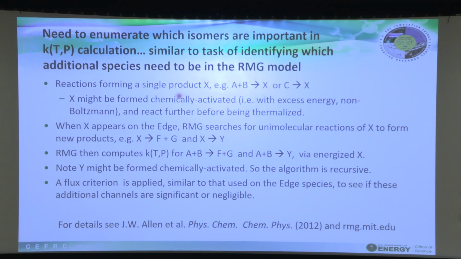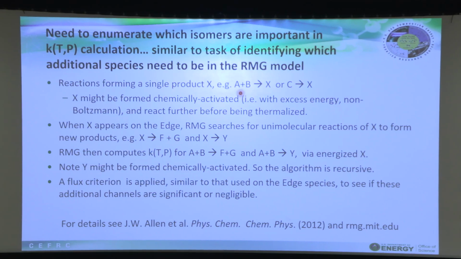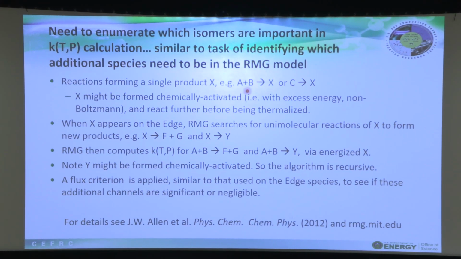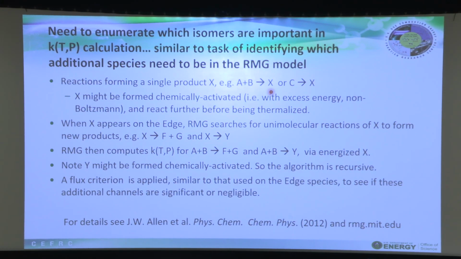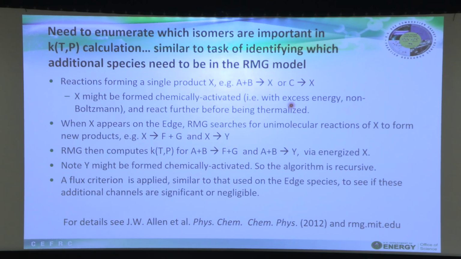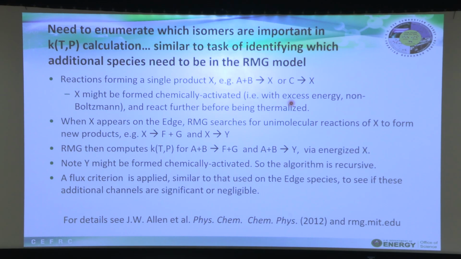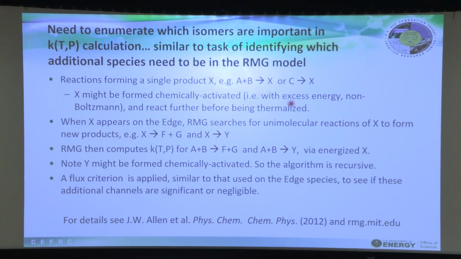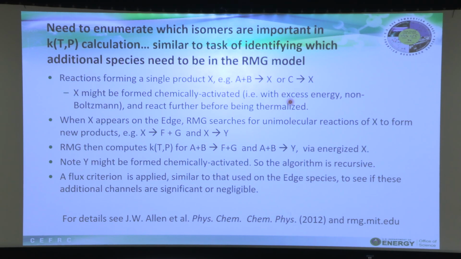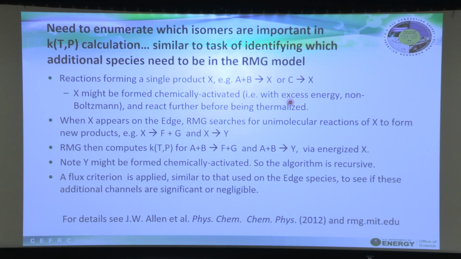So what we do in RMG to try to handle this is every time we have a bond-forming reaction of the type like A plus B goes to something, or an isomerization like something goes to something, then we have to worry that maybe the X is formed chemically activated, that it might be formed with high enough excess energy that we can't cool it to be thermalized to a real temperature on the time scale of reactions. So we have to consider it's possibly that it might be non-thermal. Possibly we have to use the master equation methods in order to calculate the pressure-dependent rate coefficient.